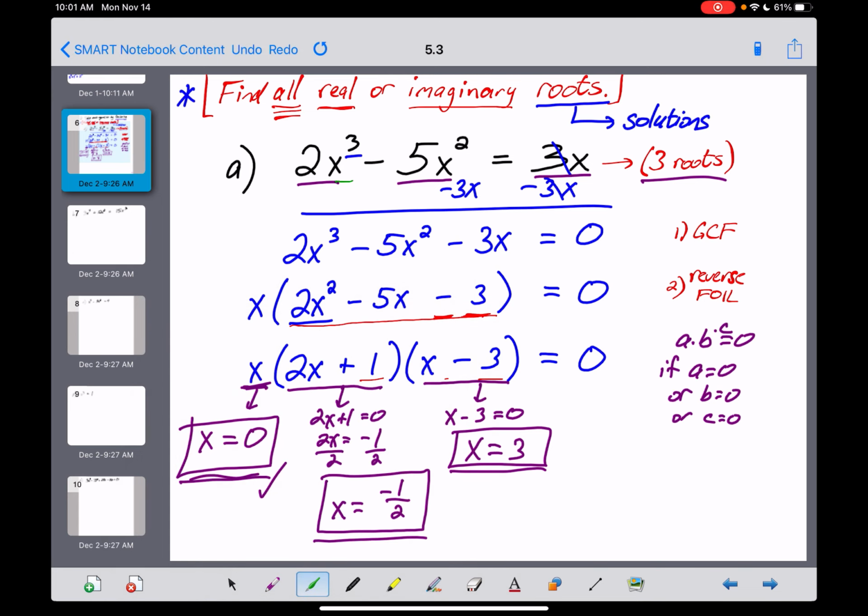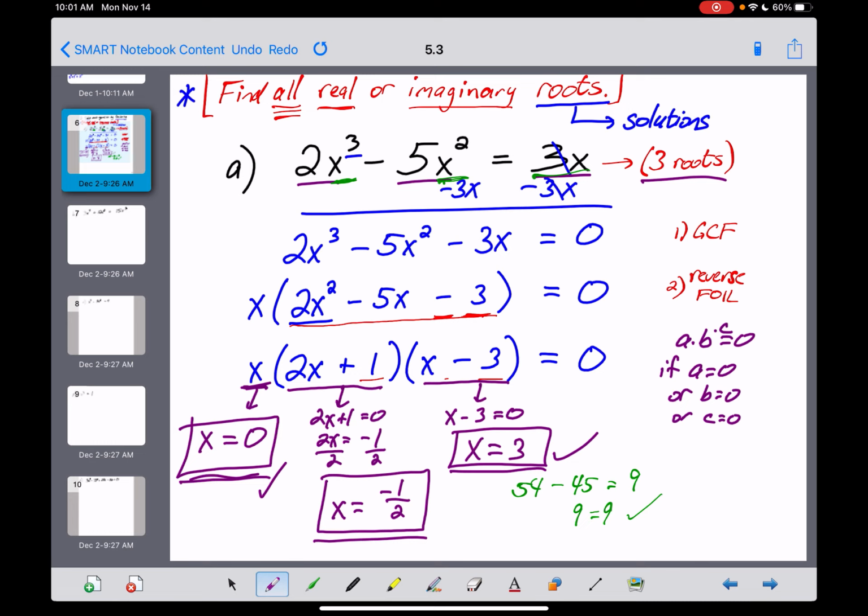Let's see, 3 cubed is 27, and 27 times 2 makes 54. Minus 3 squared, which is 9, times 5 is 45, should equal 3 times x. Well, 3 times 3 is 9. Yeah, 54 minus 45 is 9, so we end up with 9 equals 9, and that one works out as well. This third root that we came up with right here, that one worked.